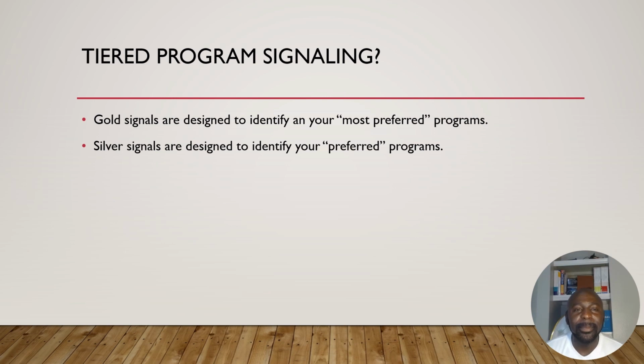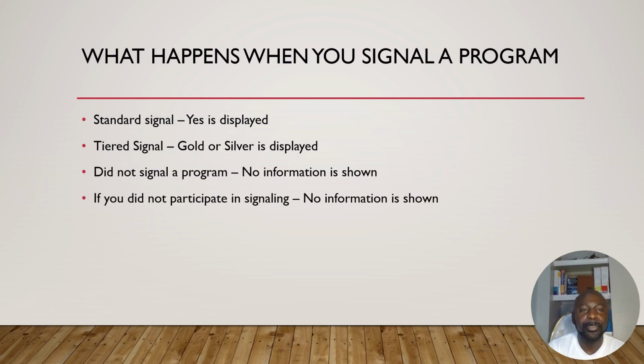So there are various types of signals. There's standard signaling, during which you just signal a program. Like for internal medicine, you have seven options to signal. So you have seven signals that you can pick, seven programs to send signals to. That's just the standard. Then you have the tiered signaling programs, like anesthesiology and I think dermatology and so on, which use tier signaling, where you get the option to not just signal programs but to choose whether it's gold or silver. Gold means your most preferred programs, silver means not so preferred. And so that's how it works.